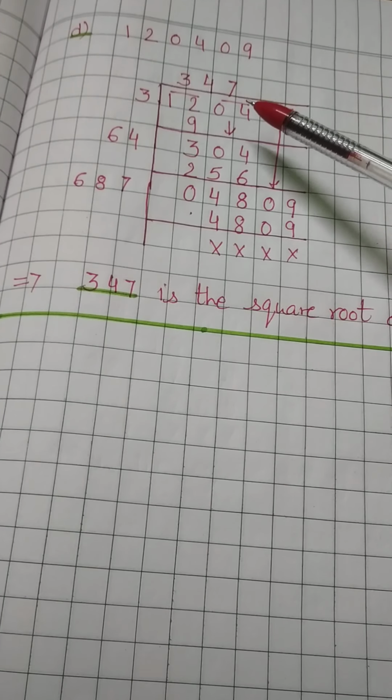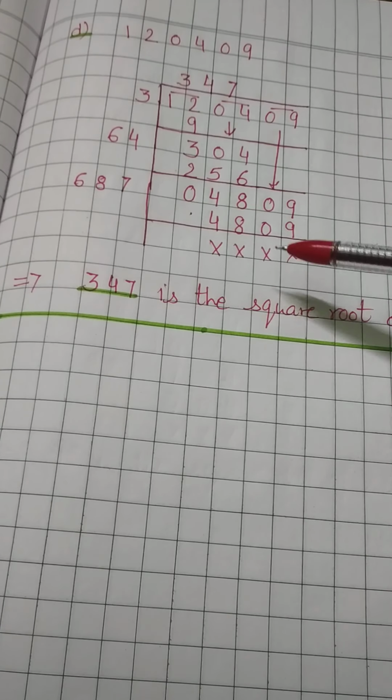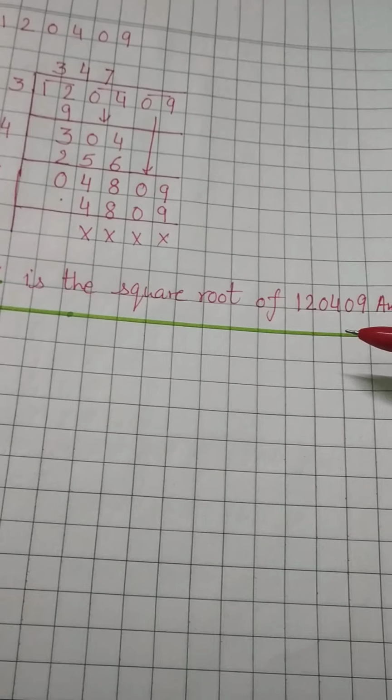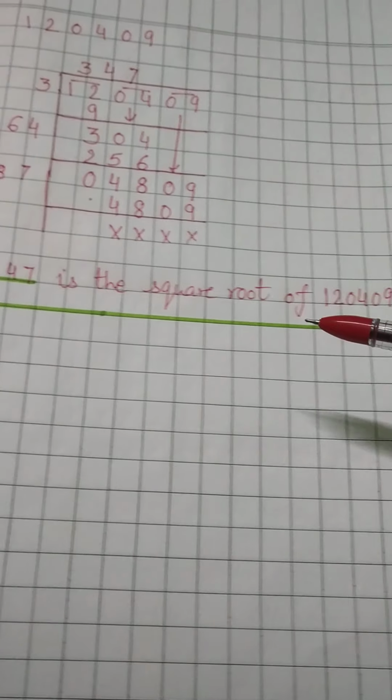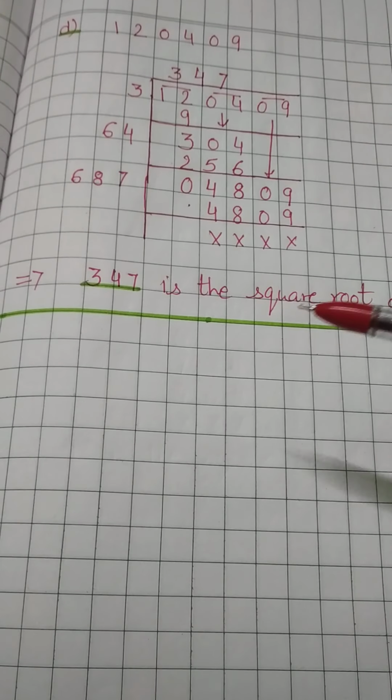So we will just write 7 here and subtract. So the answer is 347. So 347 is the square root of the given number. So this is the way you have to do square root by the division method.